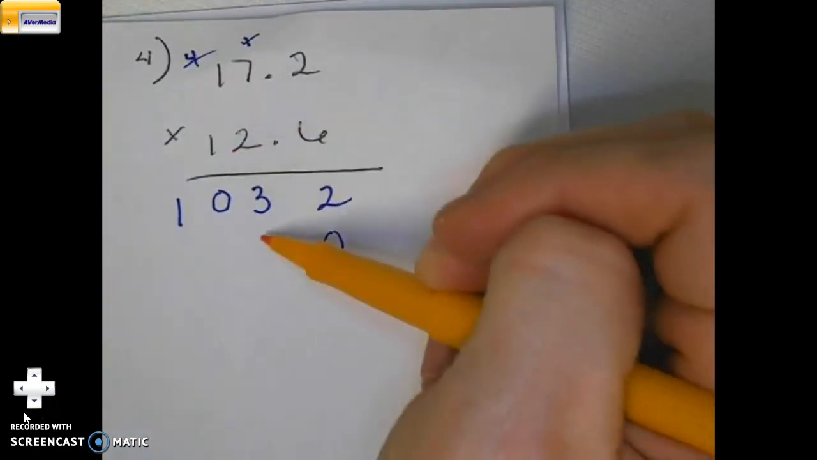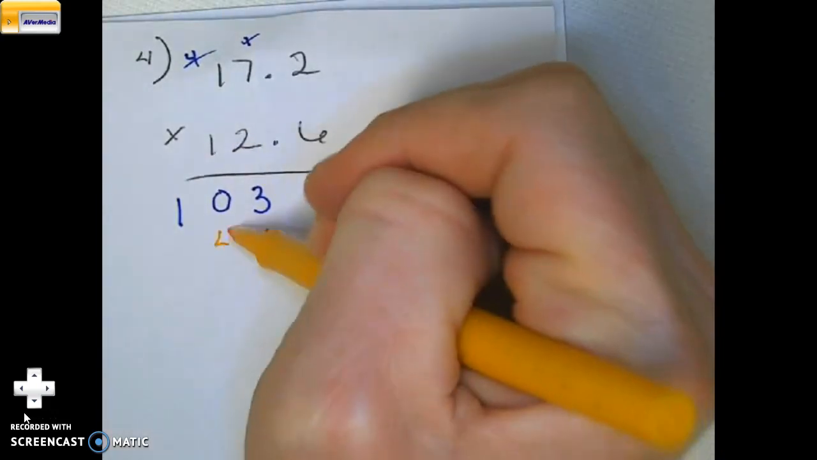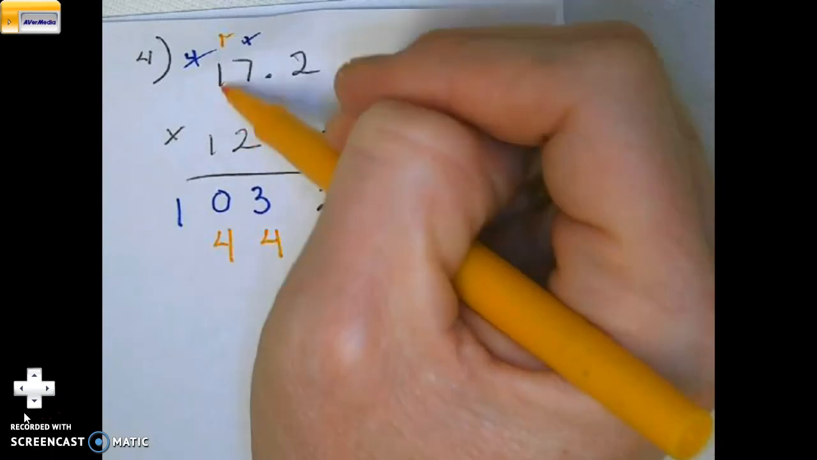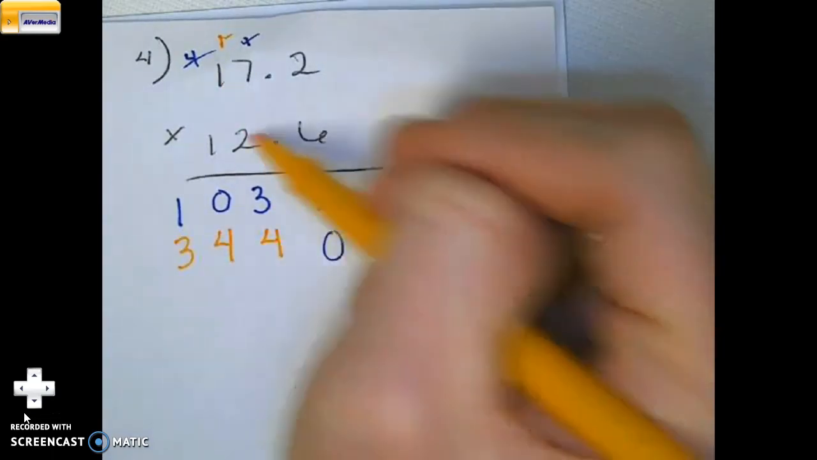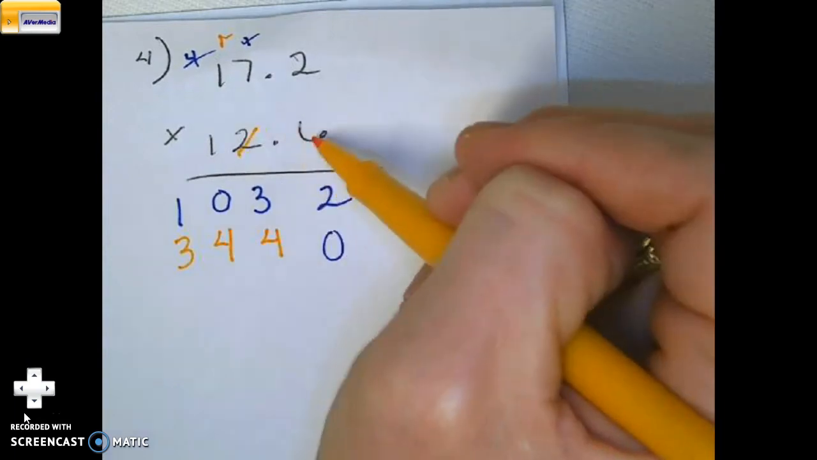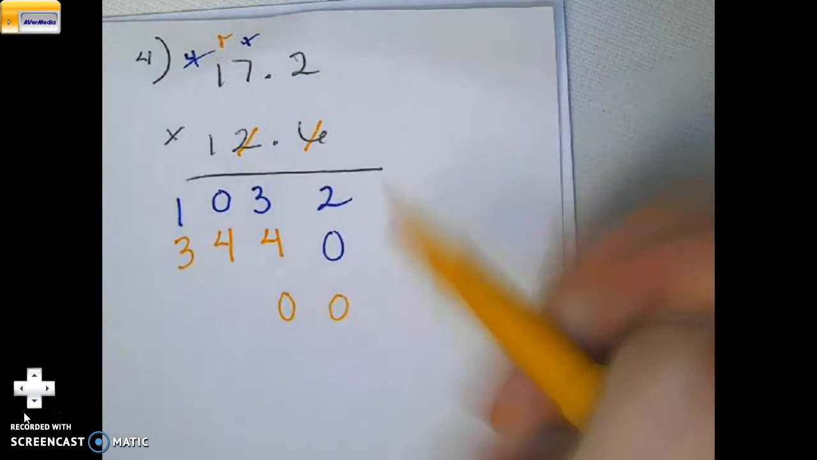2 times 2 is 4. 2 times 7 is 14. I'll put my 4, carry my 1. 2 times 1 is 2, plus 1 is 3. Now I'm done with this 2, and I forgot to cross out that 6. I'm sorry. So I'm going to put a 0 here, and I also bring this 0 down.